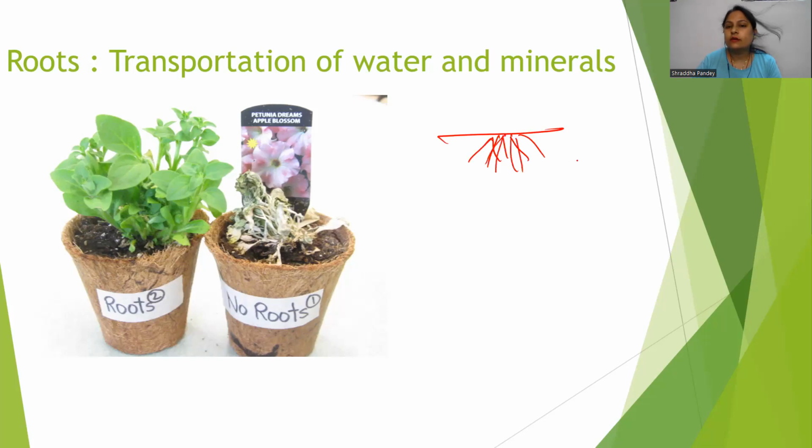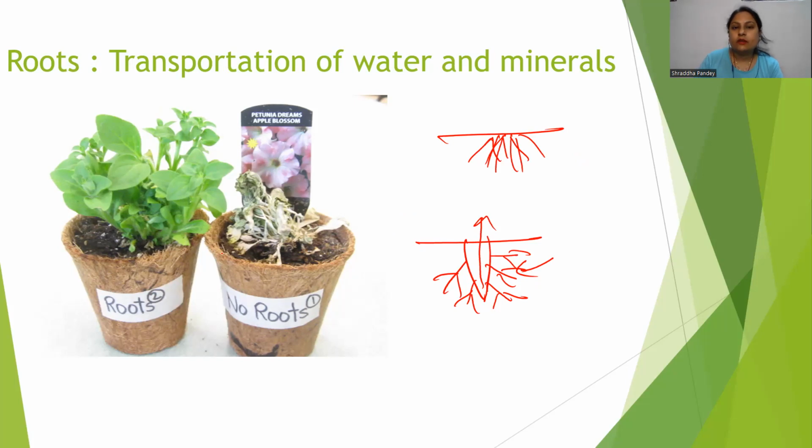These roots absorb the water and transport it to the upper part of the plant. They absorb the water from the soil. So that is the transportation of water and minerals. Who transports the water and minerals to the plant? It is the roots that transport the water and minerals to the plant. Now we want to check, is it really the roots that transport? So you take a plant and uproot it. One plant you will uproot from the soil.